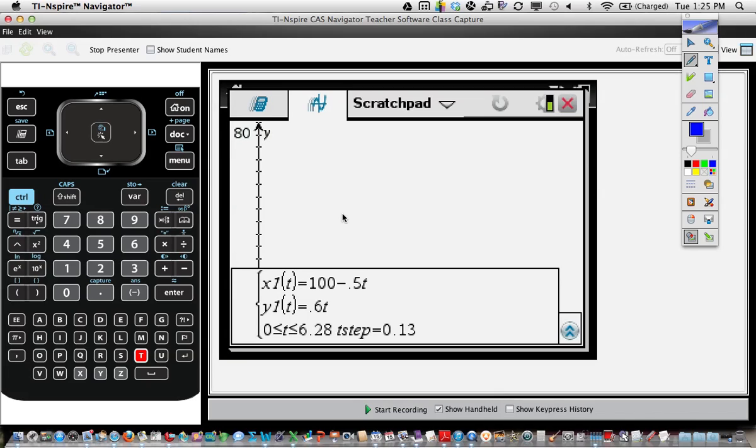But now, just for the heck of it, go down here, Riley, where it says t, and let's change that 6.28 to 10. And just leave the t step as 0.13. Okay, now go ahead and hit enter and graph this. Because it's kind of cool what this looks like.